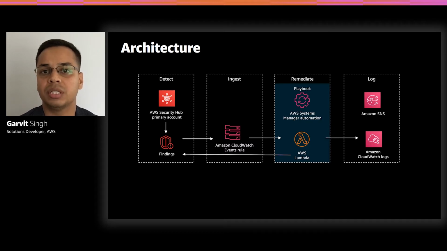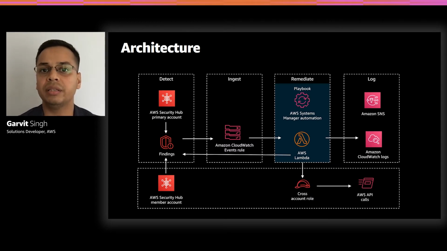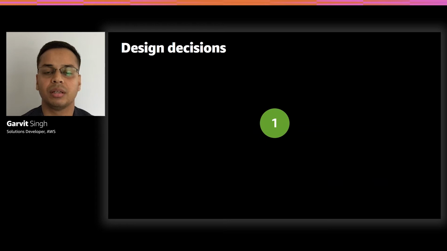In the demo, we saw the solution working in one account, but it does support a multi-account setup. So if you have member accounts in your organization, they can send their security findings to the primary account Security Hub. And then the Lambda assumes a cross-account role to remediate these findings in your member accounts. And the solution has been developed using AWS CDK. I'll talk a bit more about CDK in the upcoming slides. So let's talk about some of the design decisions that we had to take during the solution development.